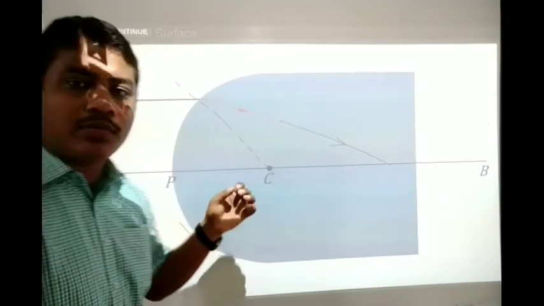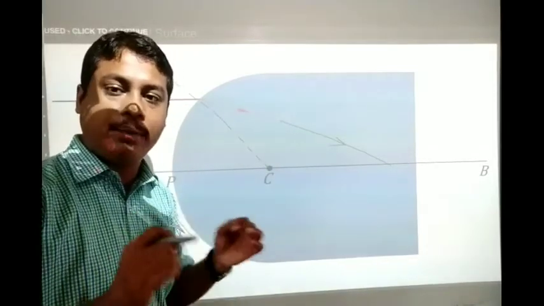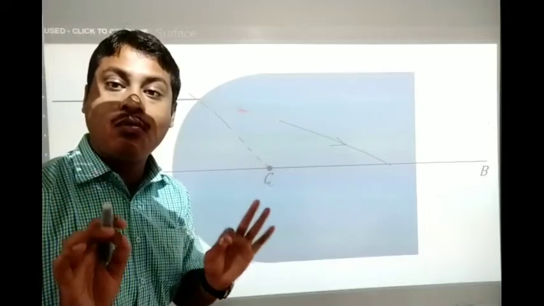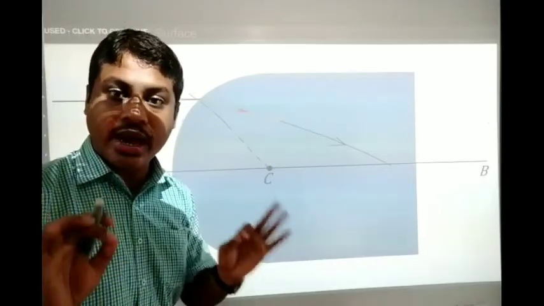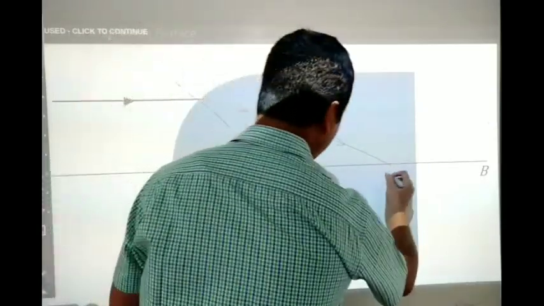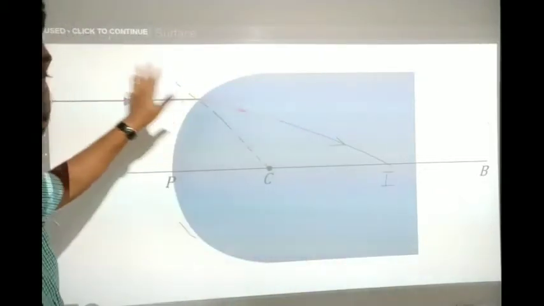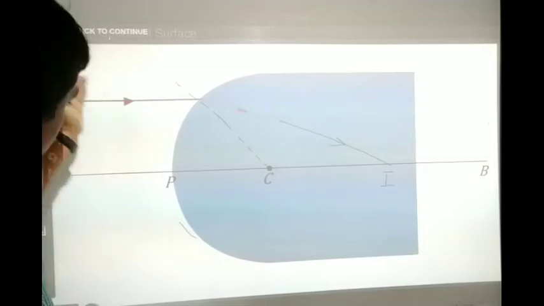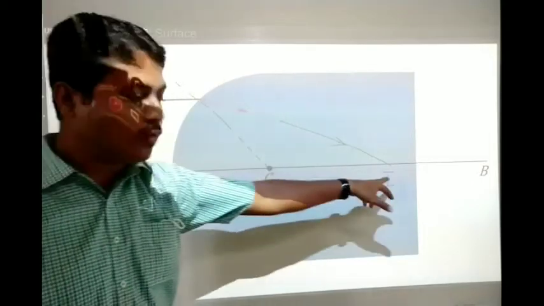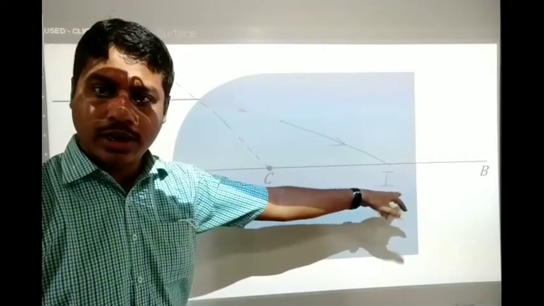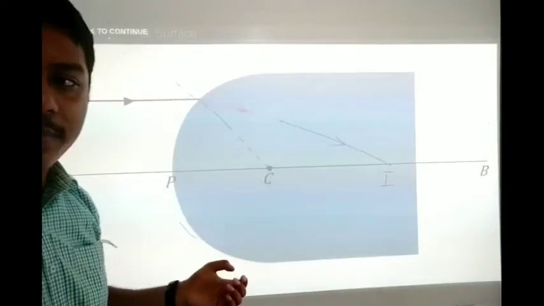At the point of intersection, there will be your image formation. So here will be your eye. The object is placed at infinity, and your image will be forming at this point. Now let us see the next part of the diagram.